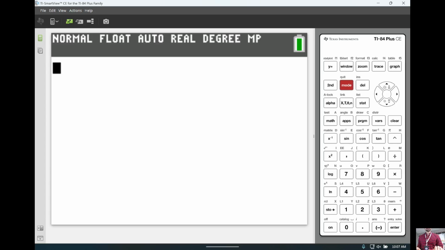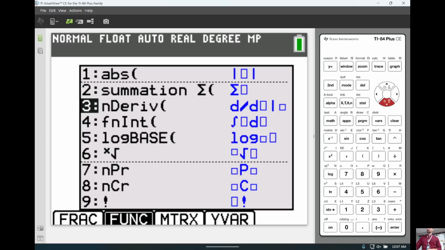So in question 33, they're wanting you to check your answer. If you hit second window, you should have some options here. We will use option 3 and 4 a lot this year. 4 is for integration, which is going to be most of next semester, but option 3 is derivative.